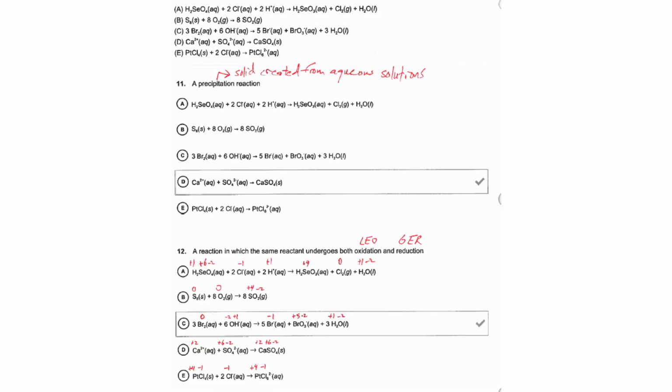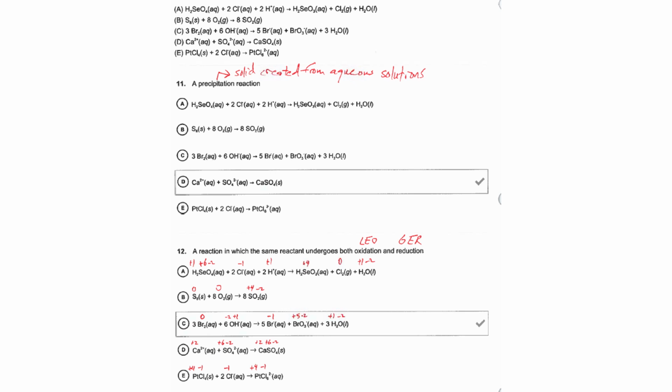20 more questions. I combined 12 and 13 together. All these reactions are the same again. We have precipitate reaction. We're looking for a solid created from aqueous solutions. That was D. And then in 12, I went through and worked out every oxidation number because I needed to know which one was oxidation reduction, but the same reactant underwent oxidation and reduction.